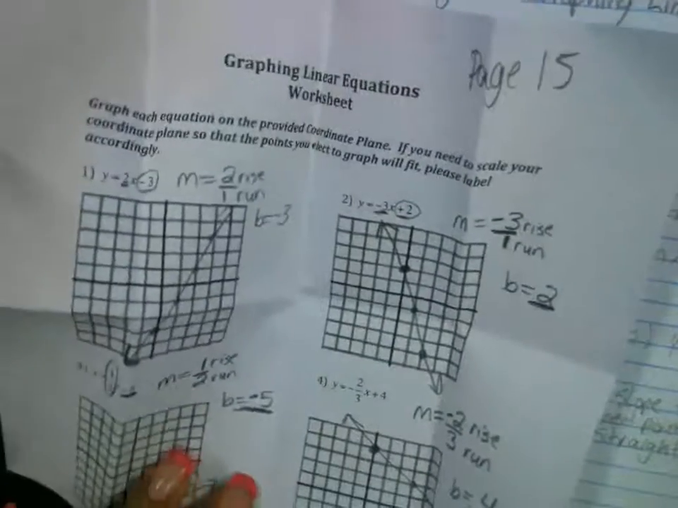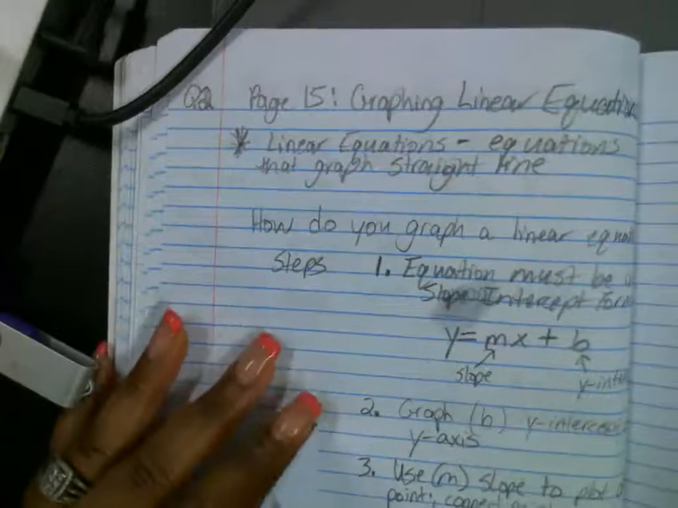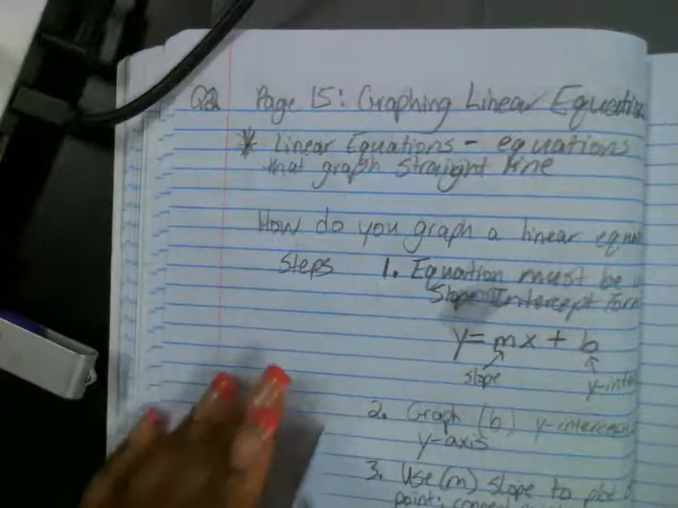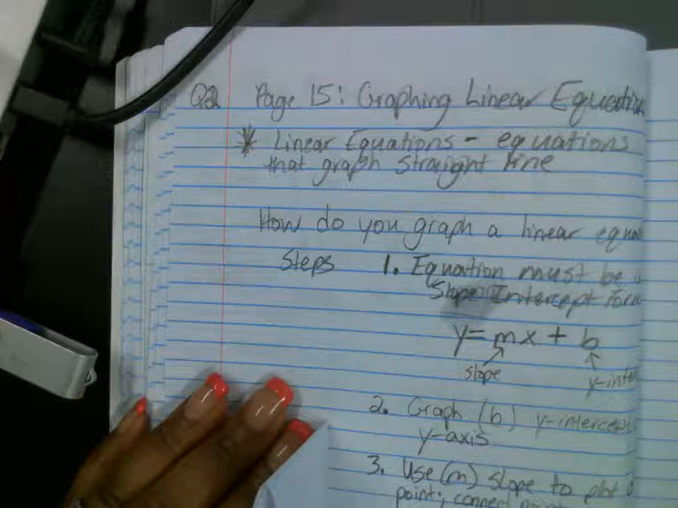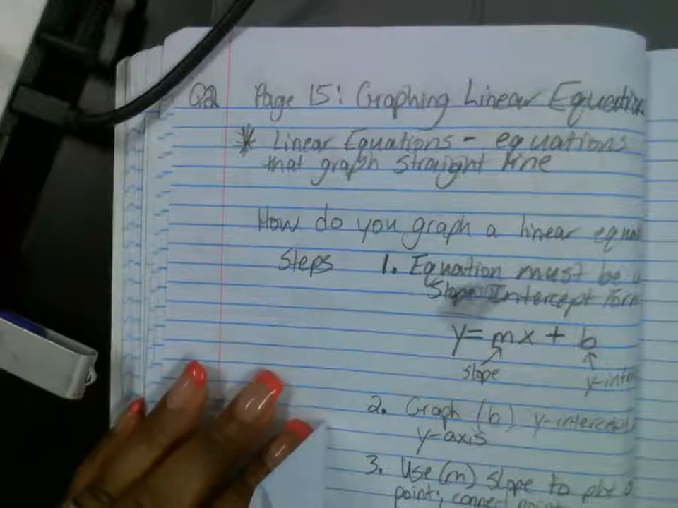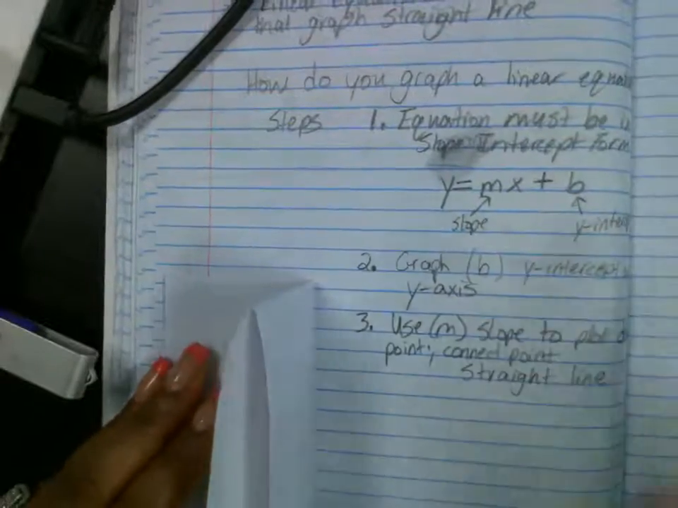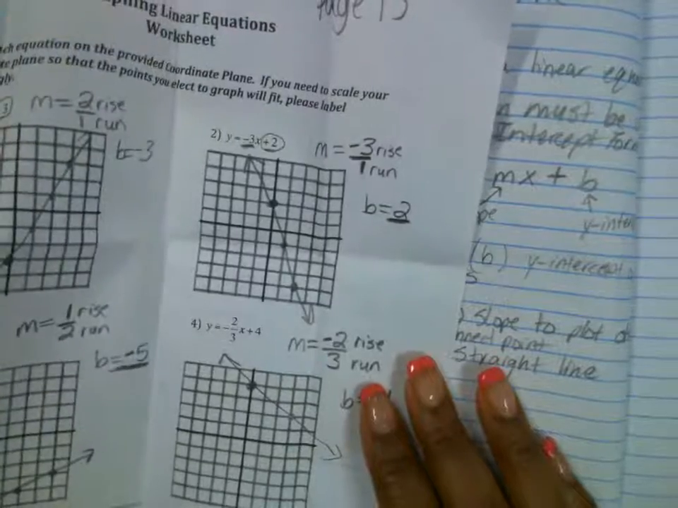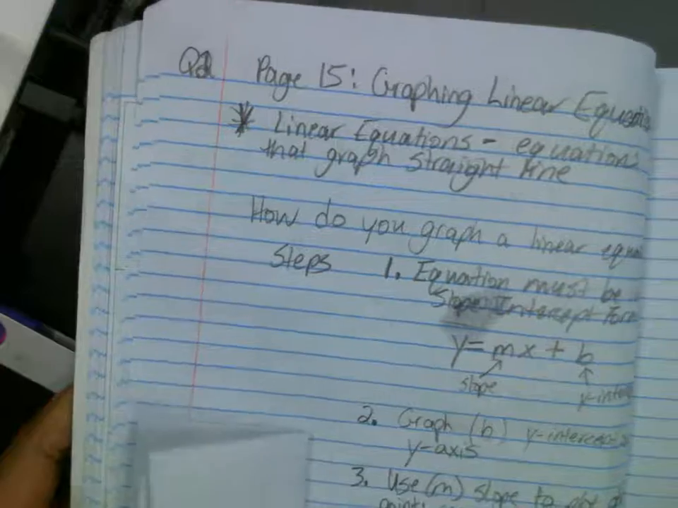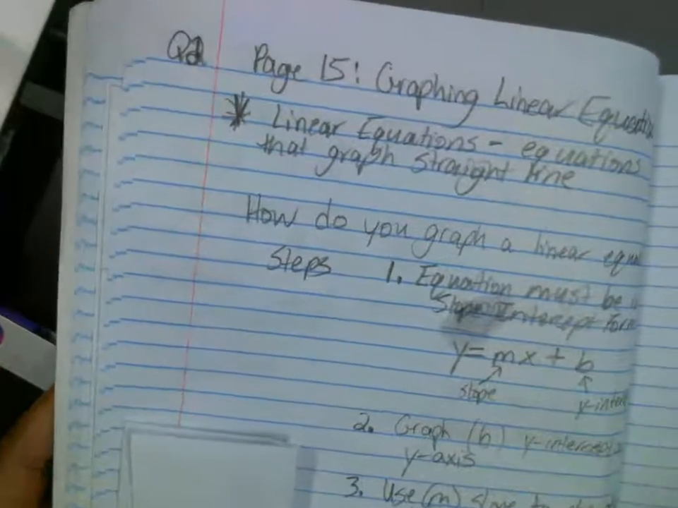I am going to pause to give you a chance to find that. We want to make sure that we have page 15. That was the last page that we completed. Page 15 is graphing linear equations. We wrote some steps on how to graph linear equations, and then we did a half sheet on graphing linear equations. Okay? We're going to move on to page 16.